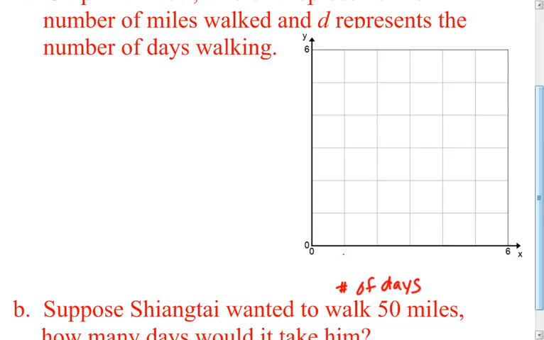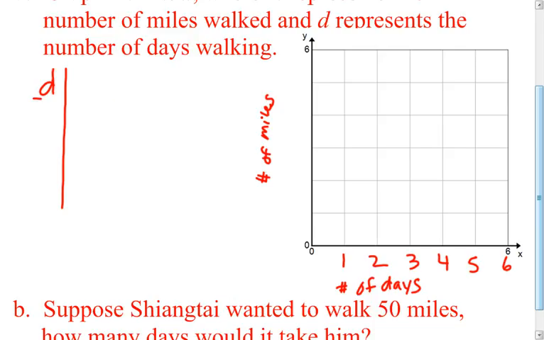So did he walk 0, 1, 2, 3, 4, 5, 6 days? Along the y-axis will be the number of miles. And I'm going to wait to label that until I do a little story problem here. So I'm going to make myself a little table and do days and miles. So if he did not walk the dog at all, he did not go any miles.